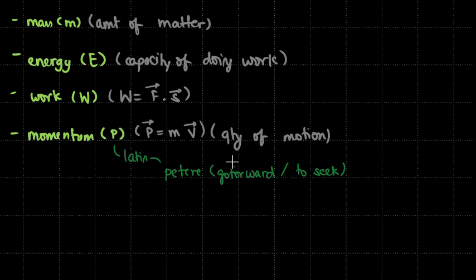That's why the symbol is P. I actually didn't know this. This is new for me as well. The next one that we're going to talk about is work. We have already talked about work. Speed, we have not talked about speed.